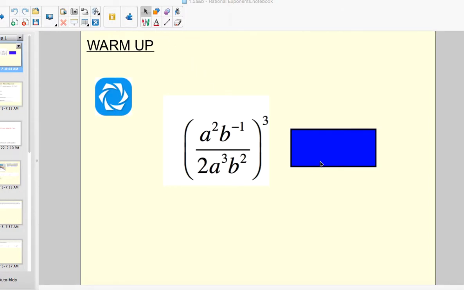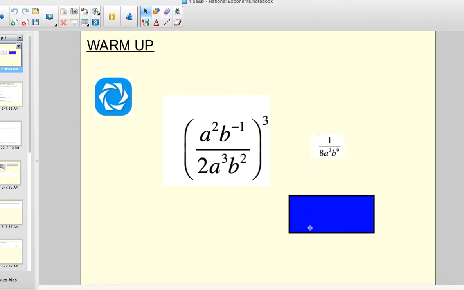All right, so if you've done this one, hopefully you got an answer of 1 over 8, a to the third, b to the ninth. You would distribute the 3 to everything, but before you do, you could simplify. A squared over a to the third is a to the negative 1. So that's 1a in the denominator, and then multiply it by 3, so you get a to the third. B to the negative 1 over b squared will give you b to the negative third, or b to the positive third in the denominator. And then multiply that exponent by 3 to get 9. 2 to the third is 8, and the only thing left up there would still be the 1.